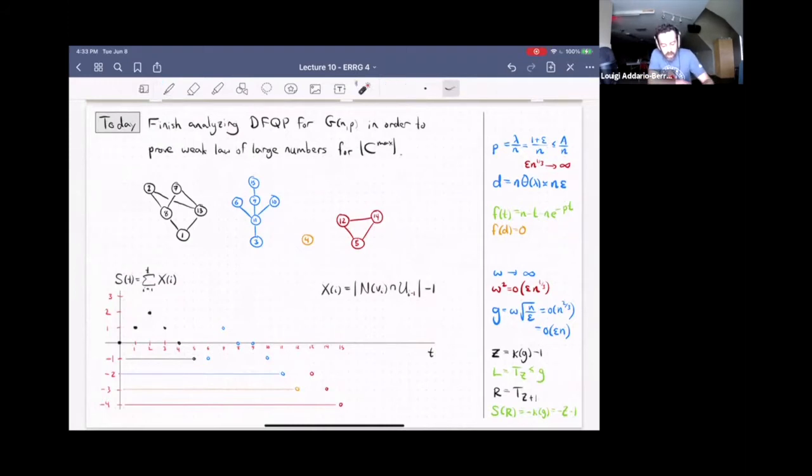So remember, we were in the midst of analyzing the depth first Q process for G(n,p) in order to prove this weak law of large numbers. So the key insight was that this process X, which was tracking the number of active vertices, number of newly discovered vertices minus 1, hits new running minima each time it finishes discovering a component. So we did this example of an exploration of a graph with these 4 connected components.